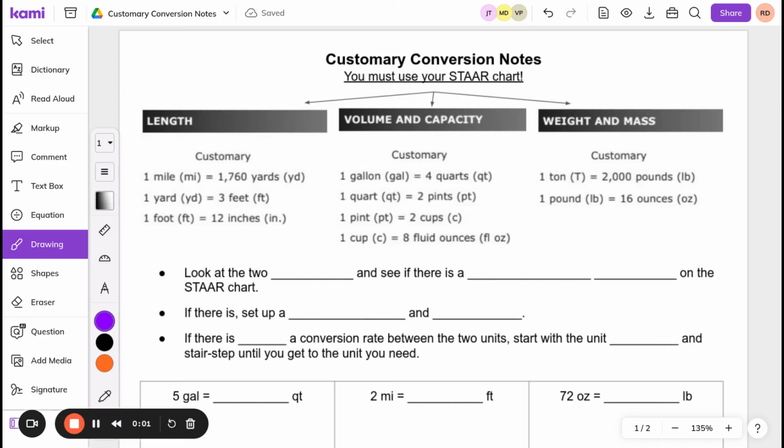These are our customary conversion notes. So the customary system is how we measure in America. So these words should be familiar. We're just kind of going to figure out how to convert between one and the other.